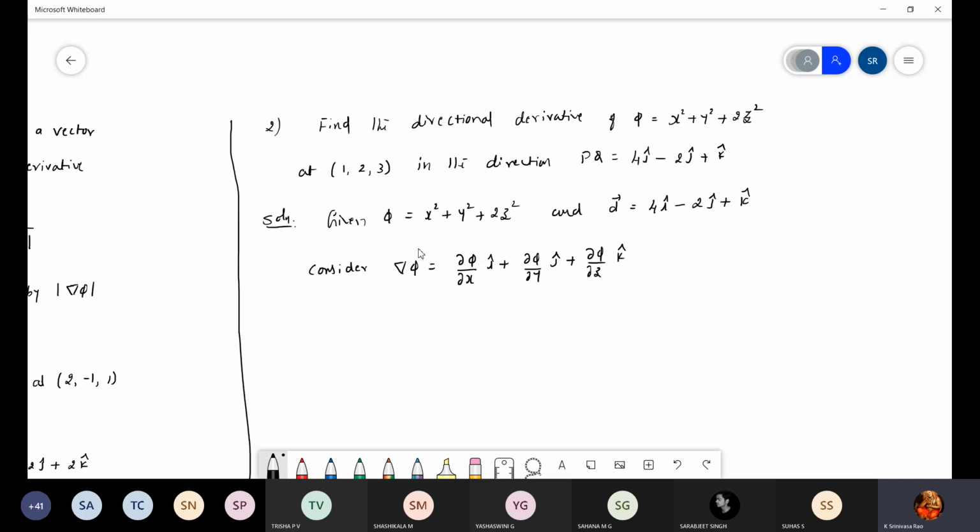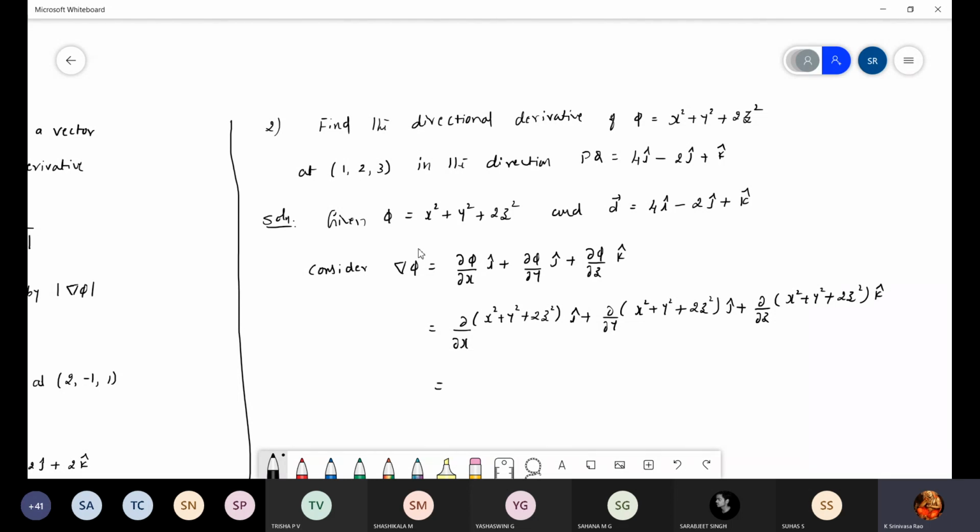Okay. So you can substitute phi or you can differentiate directly. That is left to you. So I will substitute: dou by dou x of x square plus y square plus 2z square, the complete equation, i cap, plus dou by dou y of x square plus y square plus 2z square j cap, plus dou by dou z of x square plus y square plus 2z square k cap.